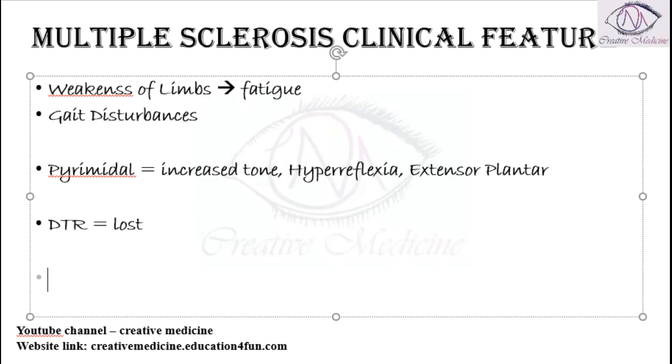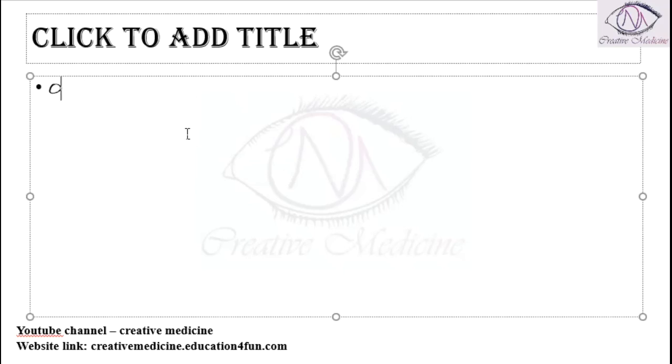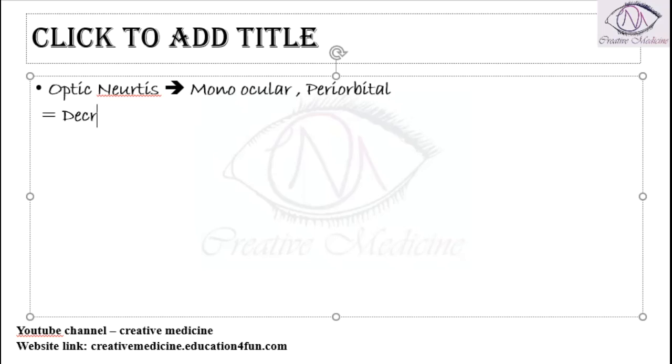Then, in multiple sclerosis, most important are the ocular manifestations, that is optic neuritis. Optic neuritis is usually present mainly in one eye, monocular, and even periorbital inflammation is also associated with multiple sclerosis. Here, along with optic neuritis, the patient will have decreased visual acuity, the patient can have papillitis, and optic atrophy can also be seen in patients with multiple sclerosis.